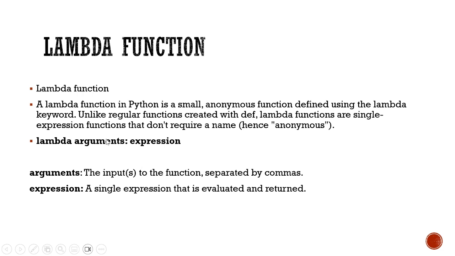So this is what the Lambda function syntax is. You write a keyword called lambda, then you pass an argument, then a colon, and then whatever you want to do with that argument, the expression, the calculations. Let's say if I want to multiply two numbers, I can write the expression here. Arguments are the inputs to the function separated by commas, and the expression is a single expression that is evaluated and returned. Let's see how it works.